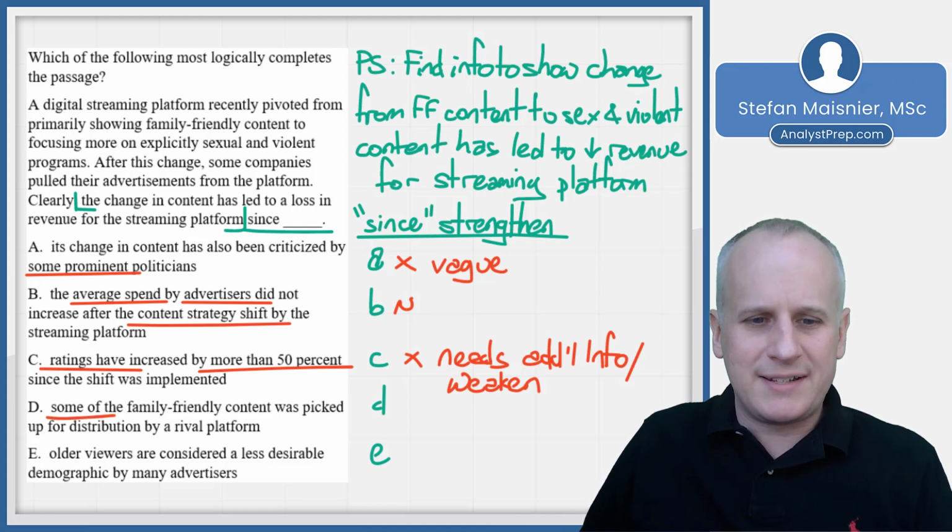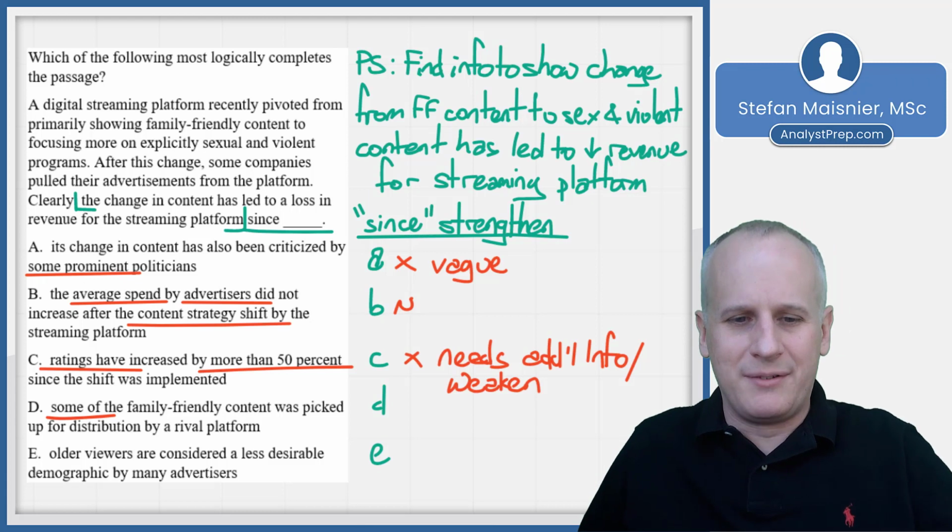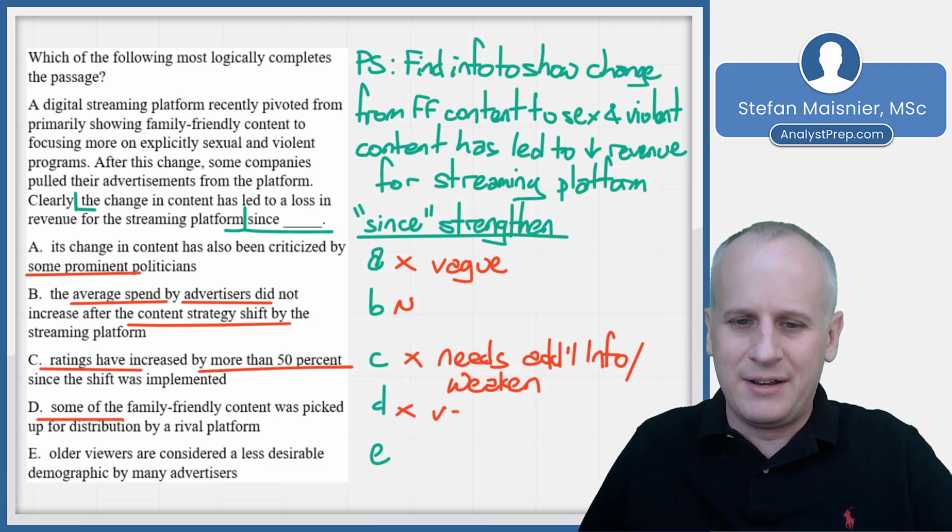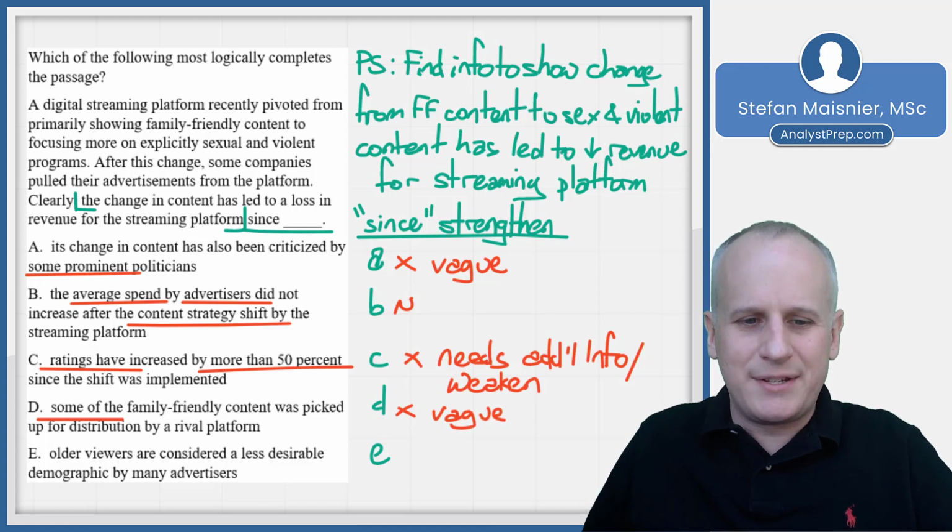Choice D, we've got once again, some of the family friendly content was picked up for distribution by a rival platform. Again, that could not be more vague if it tried. And for choice E, we talk about older viewers. Well, that once again needs additional information.